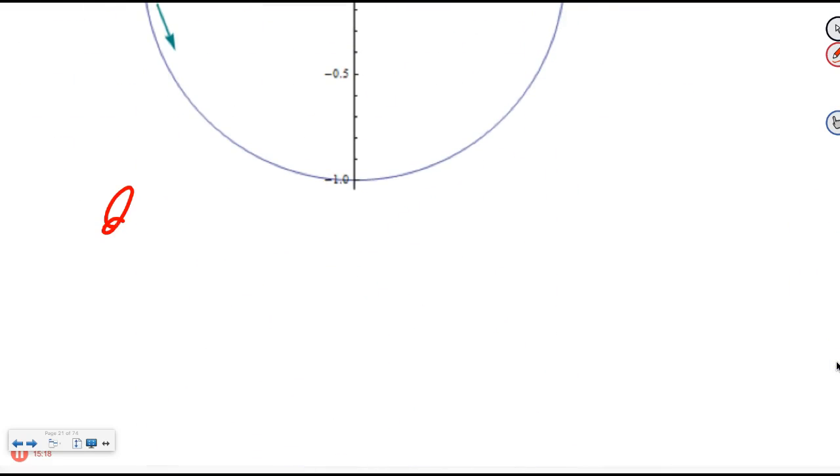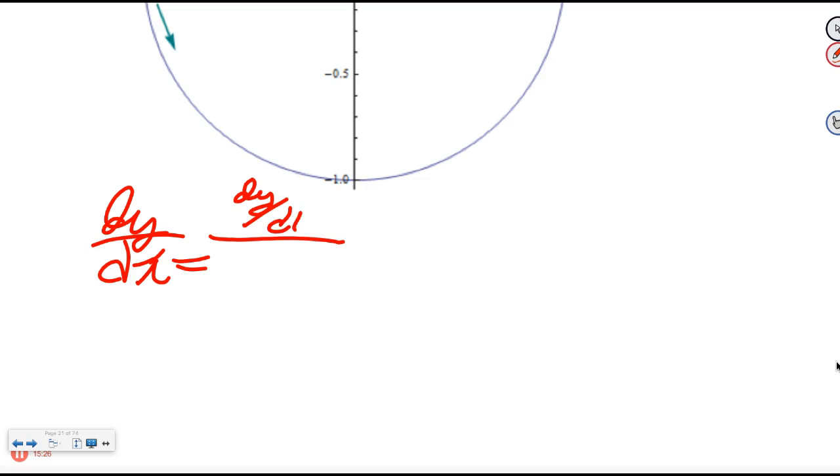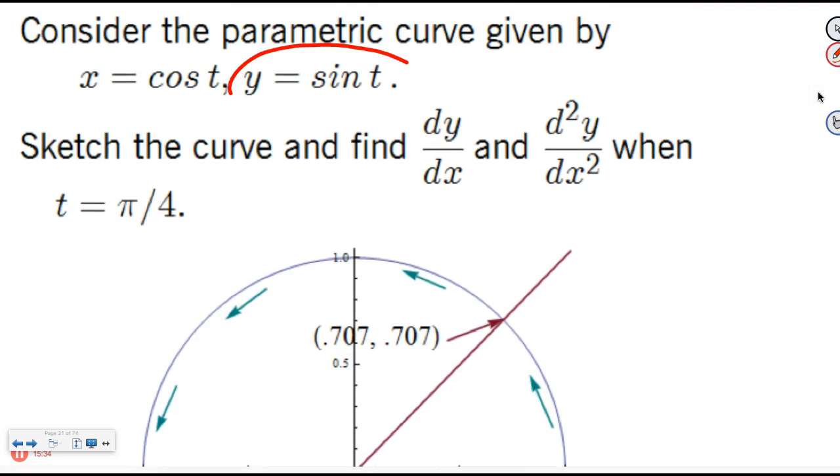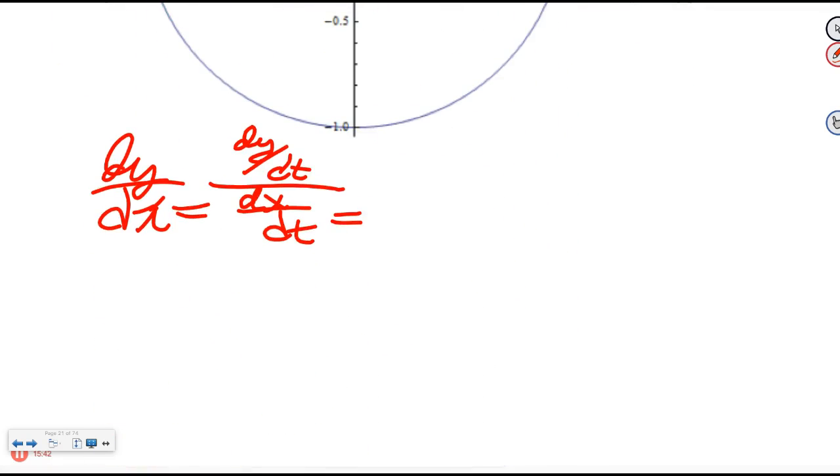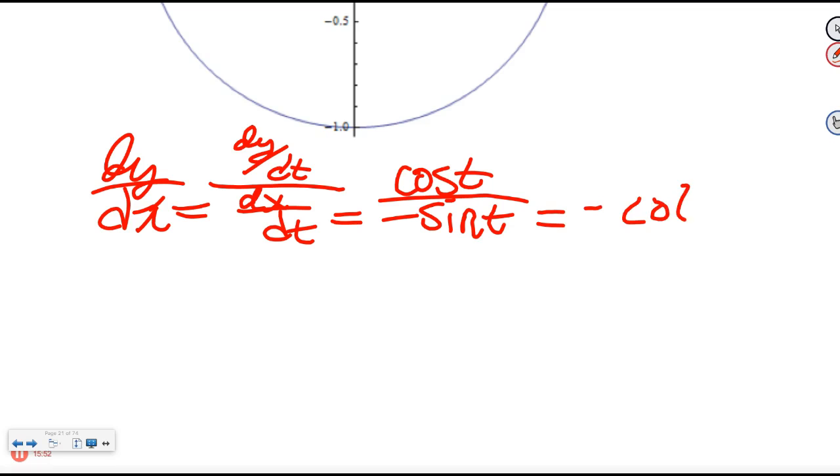So dy/dx, and again, I'm giving you easy ones just so you don't get caught up in the derivative, would be dy/dt, and you don't need to write that if you don't want to, over dx/dt. So just make sure you grab the right one first. It's this guy. Its derivative is cosine. So I'm going to have cosine t over negative sine t. And so if I was taking the AP test, what would I circle? Negative cotangent. Yep. So negative cotangent t would give me the first derivative.